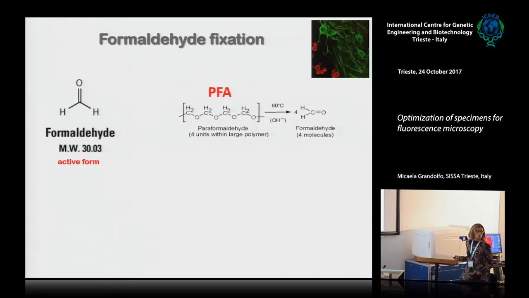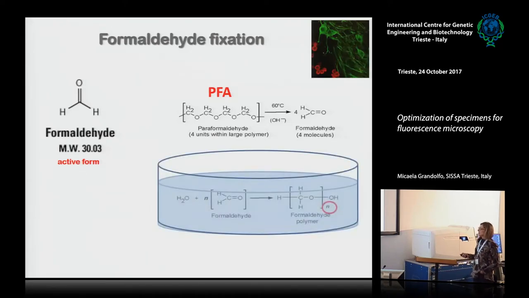So when you prepare a solution of paraformaldehyde, you have the salt of formaldehyde that is composed of a lot of large polymers, and you have to break these polymers to obtain the monomer in buffer or in water, heating at 60 degrees and increasing a little bit the pH of the solution, around 8, more or less. At this point, you have a lot of molecules of the monomer that are the active form. But what happens when you have this solution of paraformaldehyde?